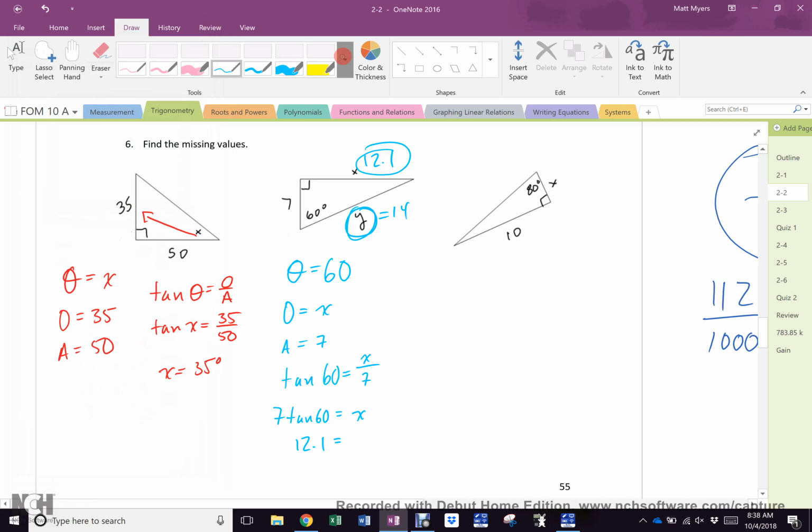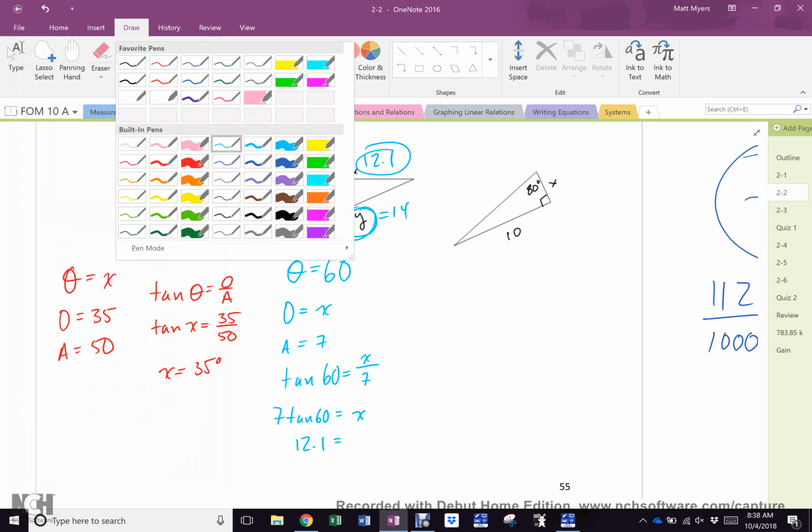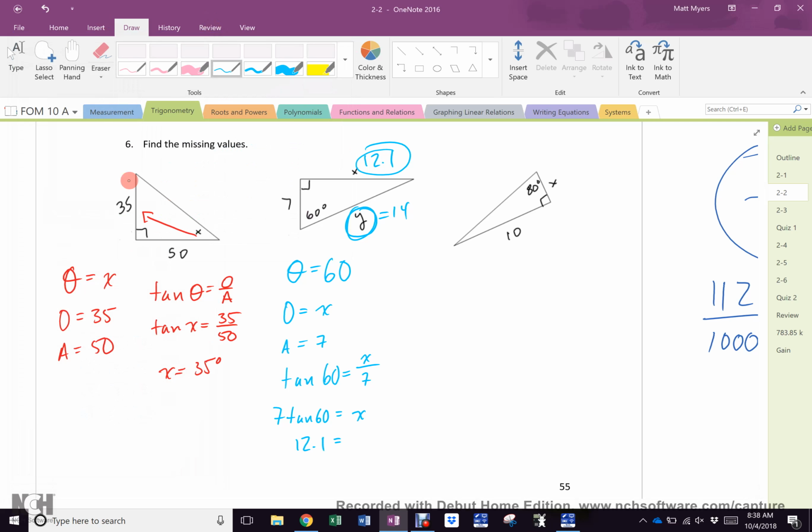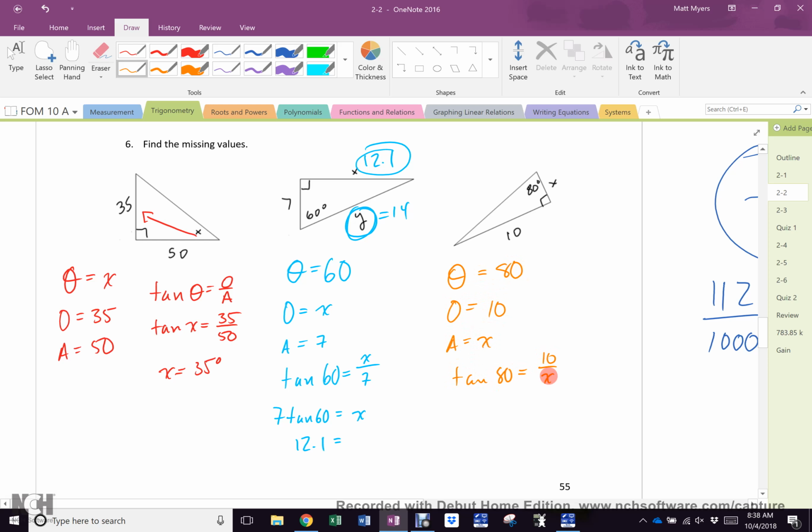And next color? Orange it is. Do I have a theta? What is it? 80. Once I have theta set up, do I now know my opposites and adjacents? Yes. What is my opposite? The opposite is 10. What is my adjacent? X. Tan 80 equals opposite 10 over X. What do I do? Divide. 10 divided by tan 80 equals X.